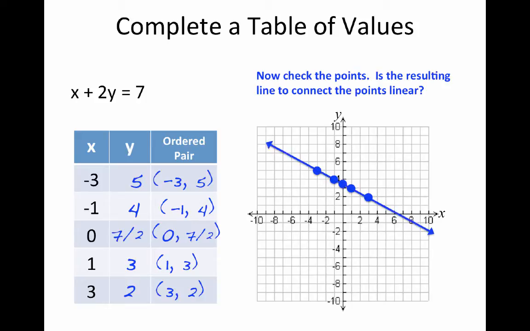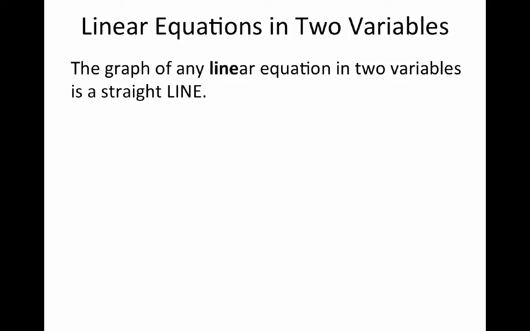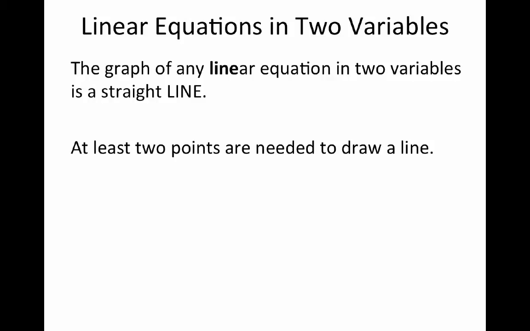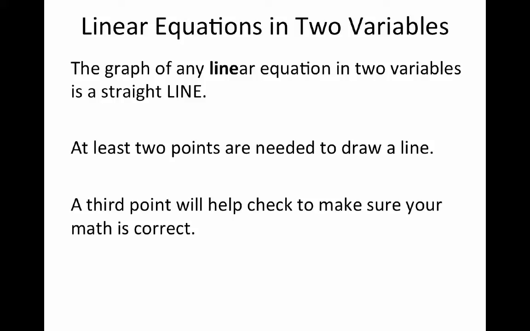You notice if I draw a line, it connects all those points. All of those points were solutions to the linear equation, and they should all fall in the straight line that represents the graph of that equation. Any point that you pick that falls on that line will be a solution to the linear equation x plus 2y is equal to 7. The graph of any linear equation in two variables is a straight line. At least 2 points are needed to draw a line, and a third point will help you check to make sure your math is correct.